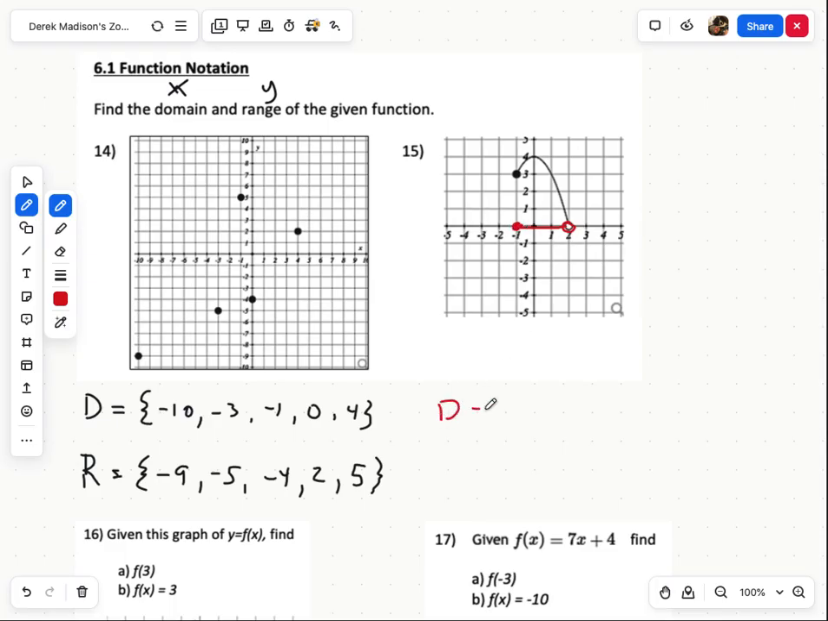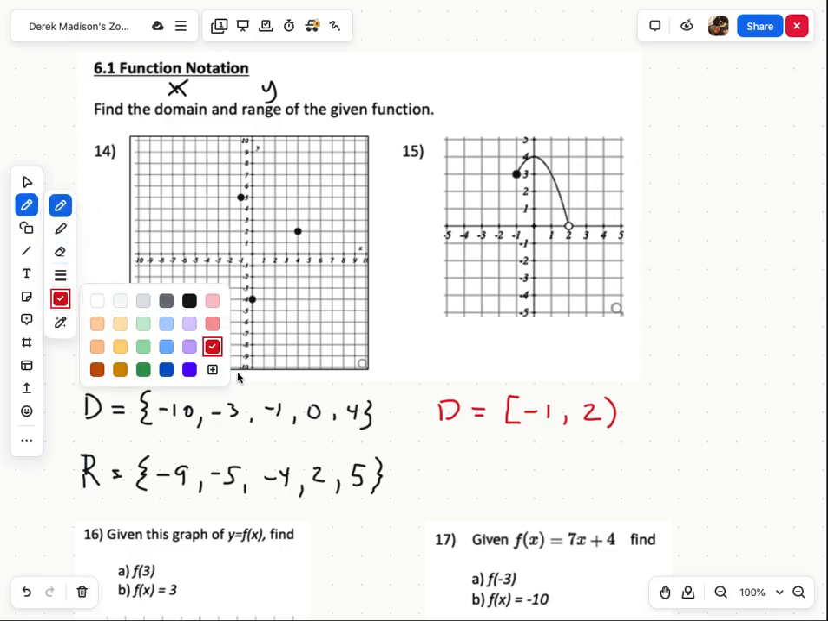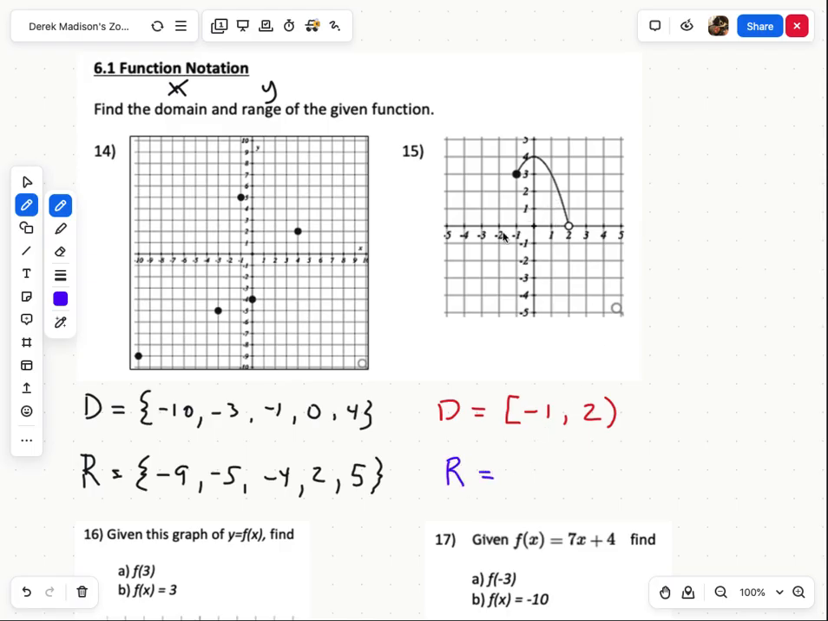So here we'll say the domain starts at -1, and I want to use a bracket because of the solid dot, so that would be included. And then that's going to go up to but not include the 2, because that's the x values. The y values are going to be our range. And for that, instead of left to right, we want to go from the lowest point on the graph to the highest point.